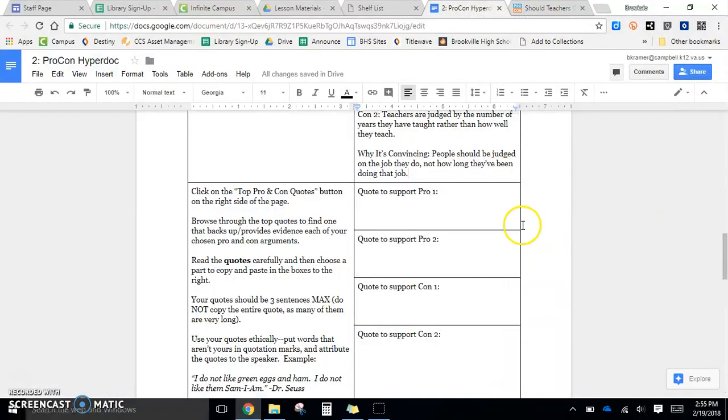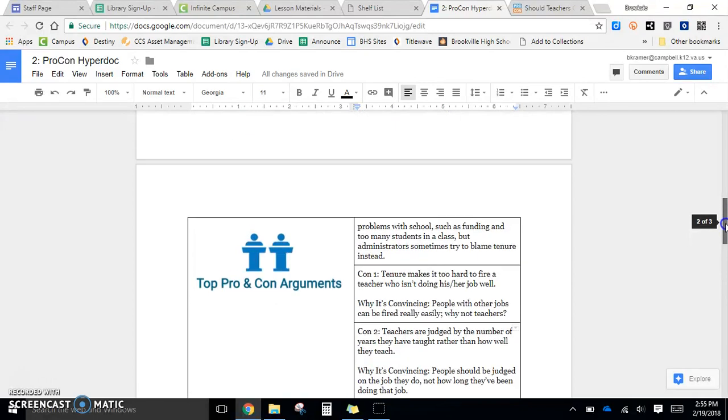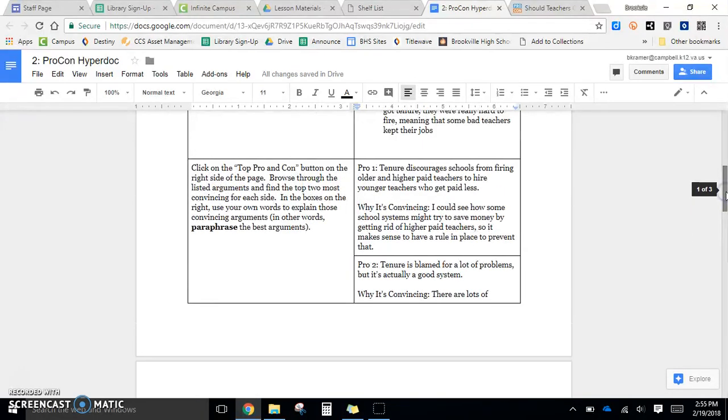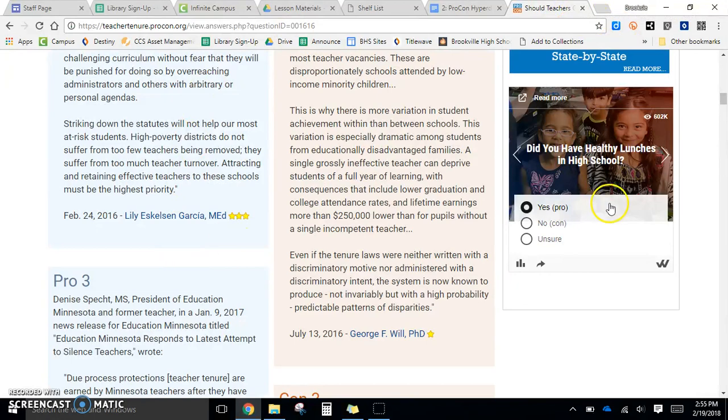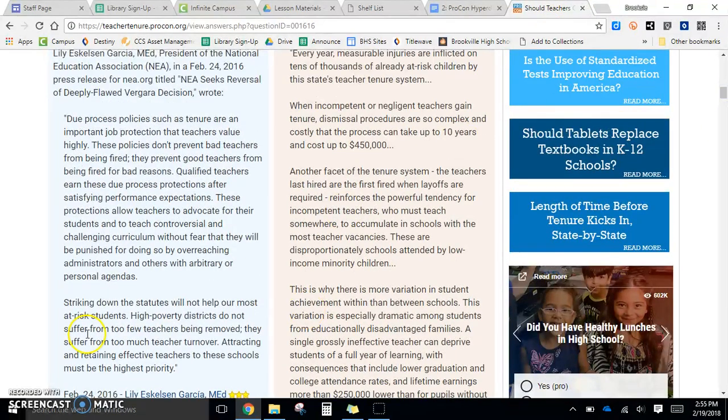So my goal here is to find a quote that supports the pros and cons that I said were the most convincing. So I'm going to come up here with my pro number 1, tenure discourages schools from firing older and higher paid teachers to hire younger teachers who get paid less. And I'm going to come to this part and look for a quote that goes with that idea. So I'm going to pause my video and find that.